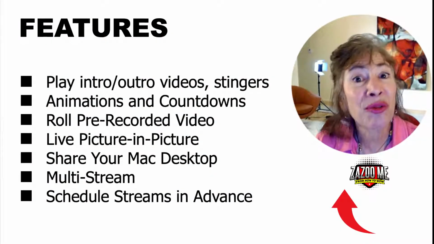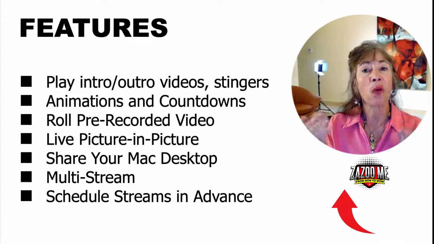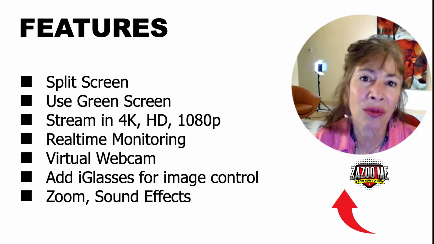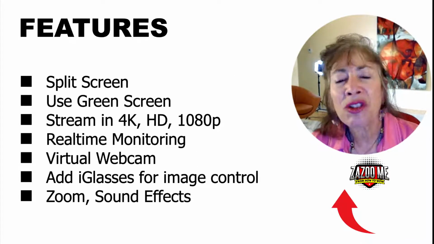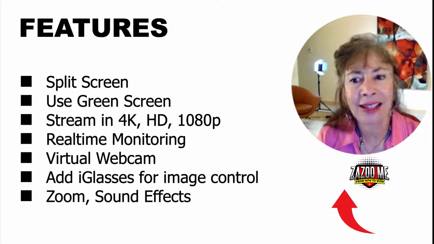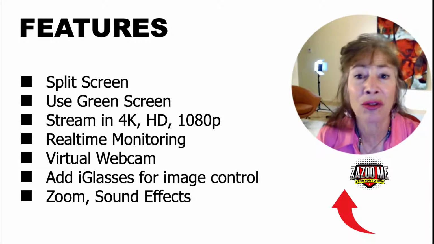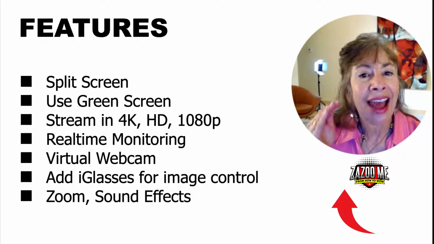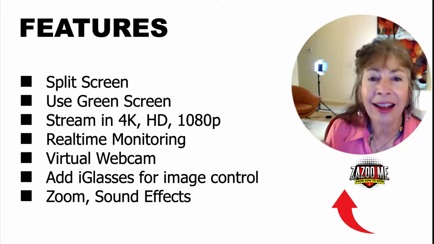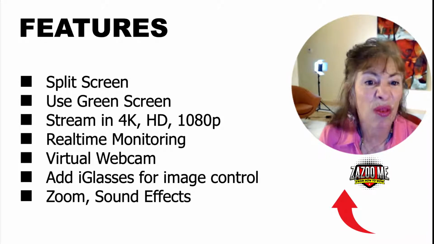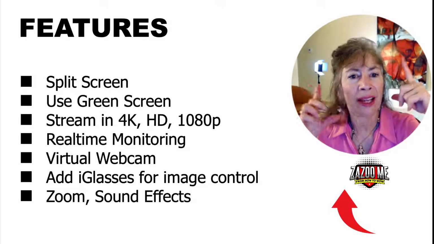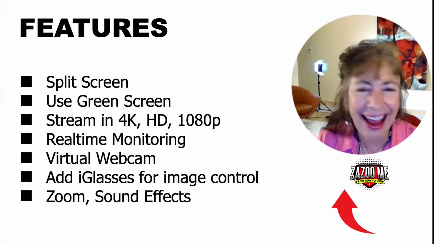You can schedule streams in advance. You guys know that I always pre-schedule my YouTube lives, and I do that right through Ecamm. It's really fantastic. I can use split screen or stream in 4K or 1080p in high def. I can do real-time monitoring. There's virtual webcam. I have added eyeglasses for additional image control, and eyeglasses also has really funky features, which I haven't tried yet, but it makes your head look bizarre and things like that.